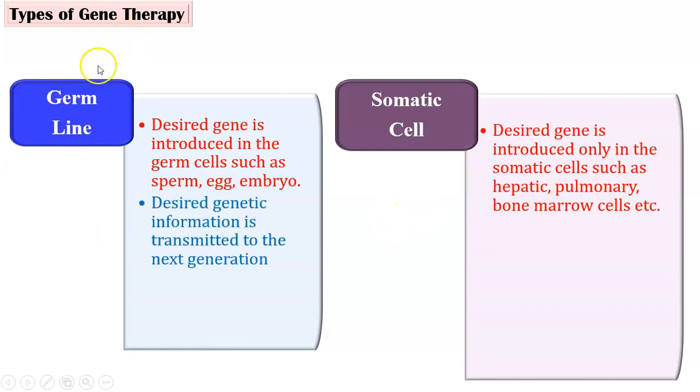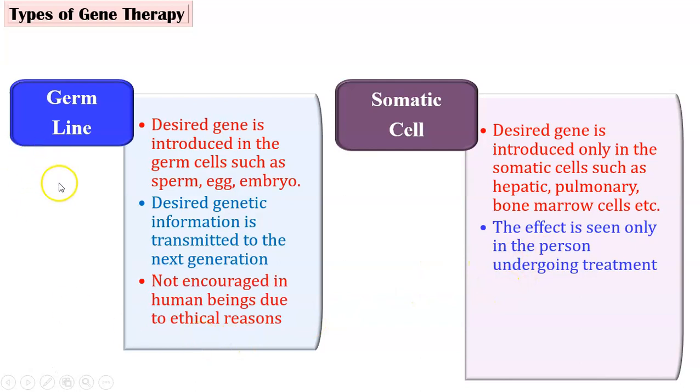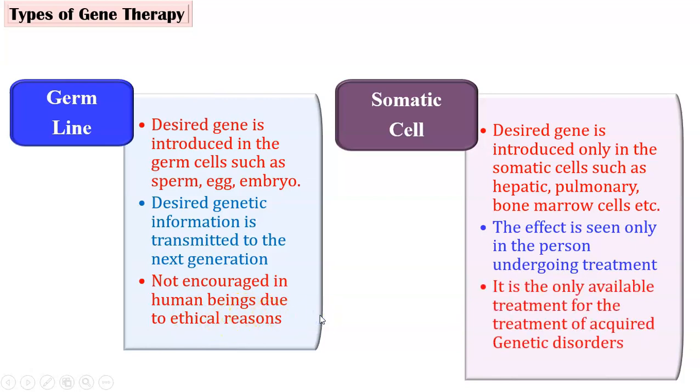When germline therapy is applied, the information gets transmitted generation after generation. Whereas in somatic cell therapy, the effect is seen only in the person undergoing the treatment. The germline therapy is not encouraged, especially in human beings, due to ethical reasons. Whereas somatic cell gene therapy is the only therapy available for the treatment of acquired genetic disorders.